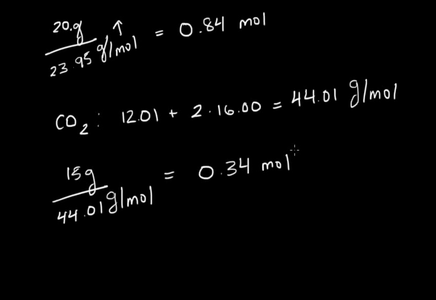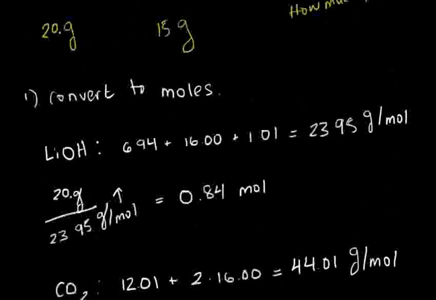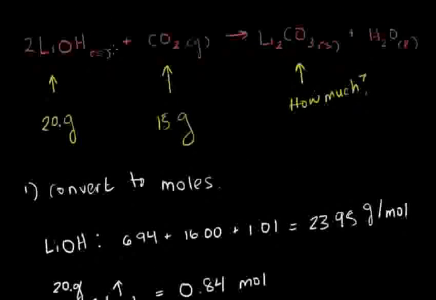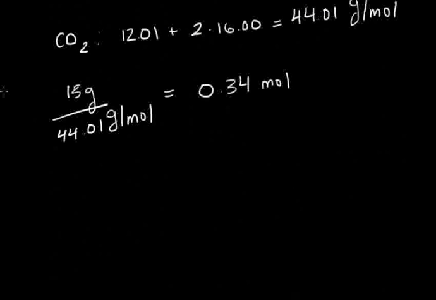Okay, where do we go from here? Well, let's look at the coefficients in our chemical equation. We see that lithium hydroxide has a 2 in front of it, and carbon dioxide doesn't have anything, so we assume there's a 1. This means that for every one molecule of carbon dioxide, we need 2 formula units of lithium hydroxide, or from a molar perspective, for every 1 mole of carbon dioxide, we need 2 moles of lithium hydroxide. And so we could say that our ratio of lithium hydroxide to carbon dioxide is 2 to 1.